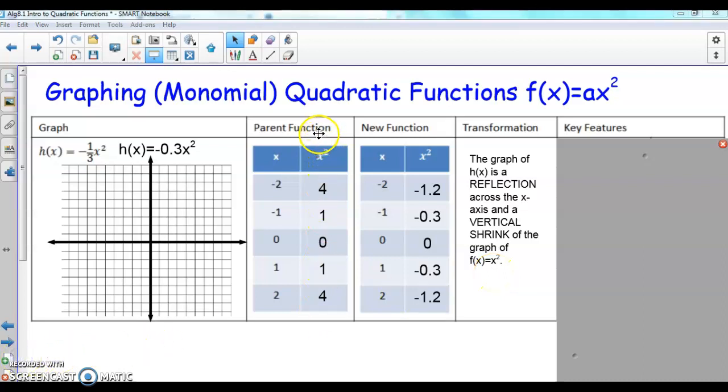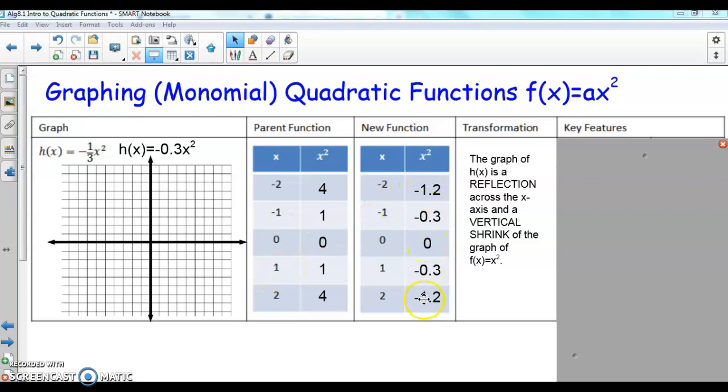Now let's look at the table of values. For the parent function, you should know this by heart already. Some students just use the middle three pairs from -1, 0, 1. Okay, that will give you the shape of your parabola already. You have the vertex, and then you have two ordered pairs, one on each side of the vertex. So if you don't want to use from -2 to +2, you can use -1, 0, and then 1 only.